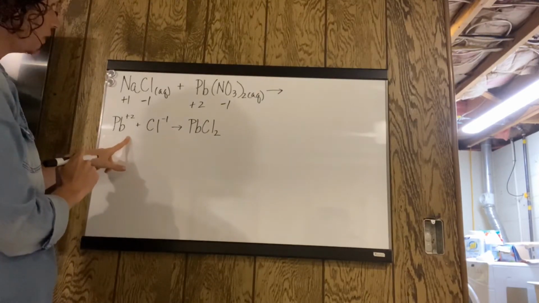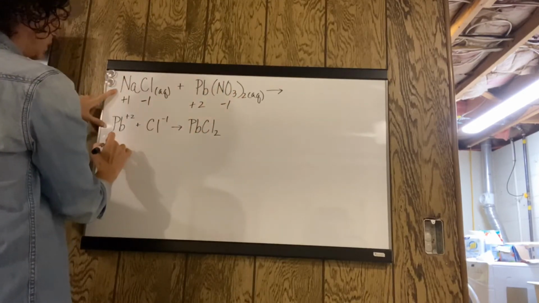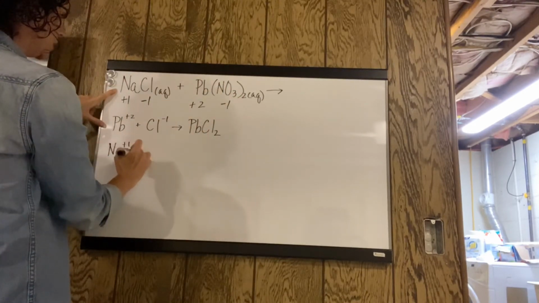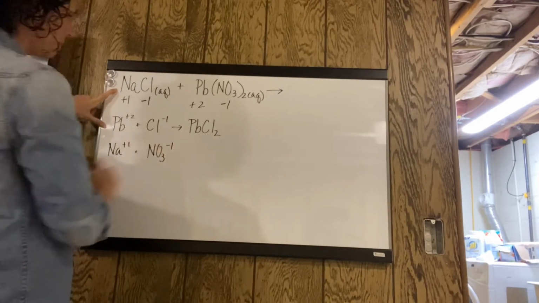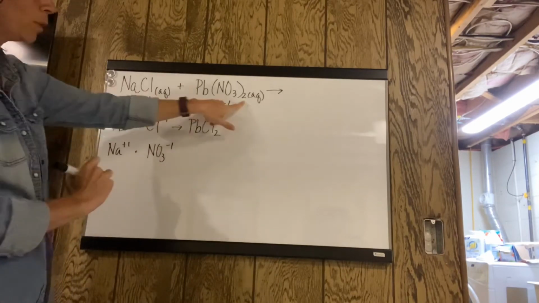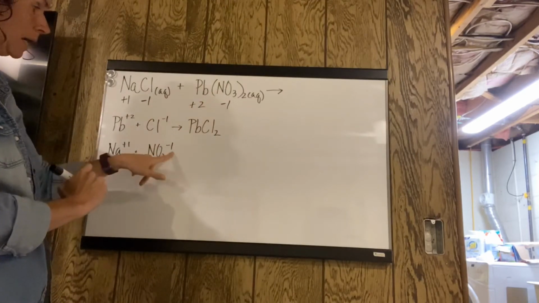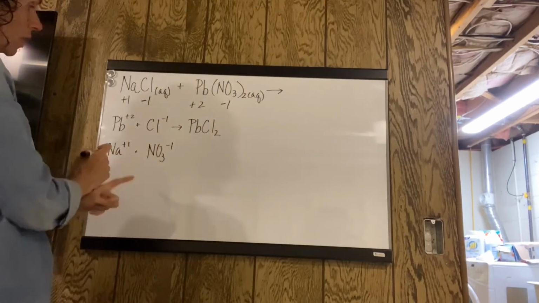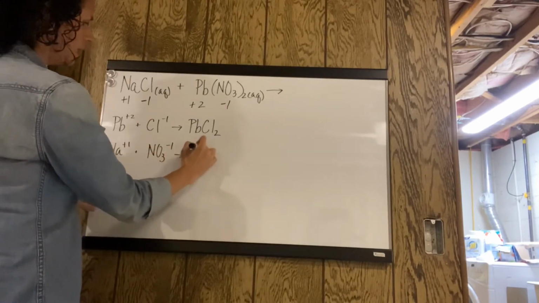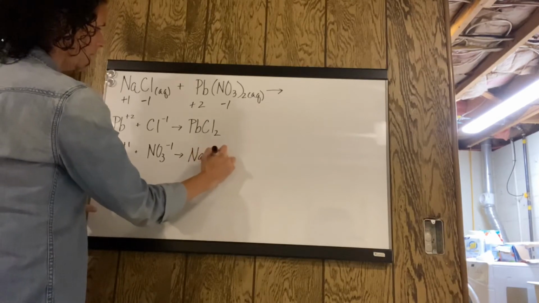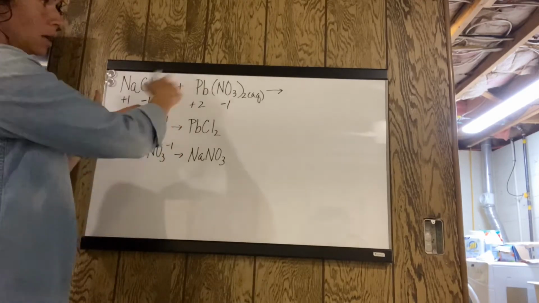Now I'll do the same thing. My sodium is going to bond with my nitrate. So sodium is a +1. My nitrate, NO3, is a -1. Now, there were 2 nitrates up here to go with this lead, but nitrate itself is just NO3 with a -1 charge. They're +1, -1, so I just need 1 of each. So that formula is going to be NaNO3. So those are the 2 new products for this reaction.